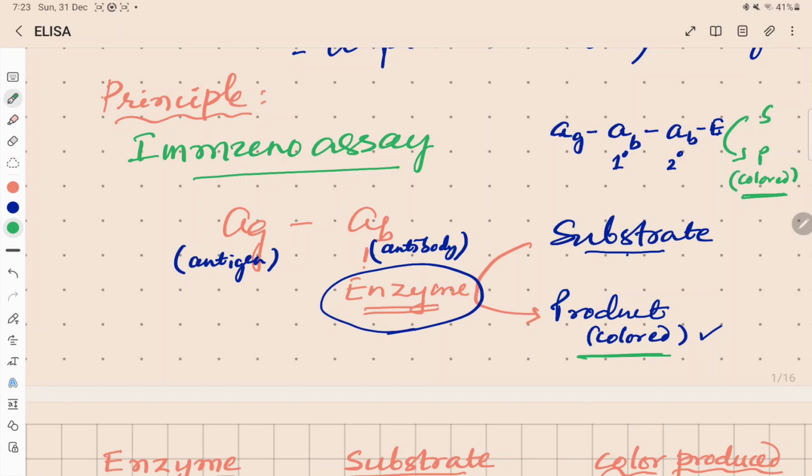So if the sample has the antigen, then we will use one antibody conjugated with the enzyme. If the sample is the antibody, then we will first allow it to bind with the antigen. Then we will add another antibody which has affinity for this antibody in the sample, and which is conjugated with the enzyme. We call it the secondary antibody, and that enzyme converts the substrate into a colored product. So this is the basic principle of ELISA.